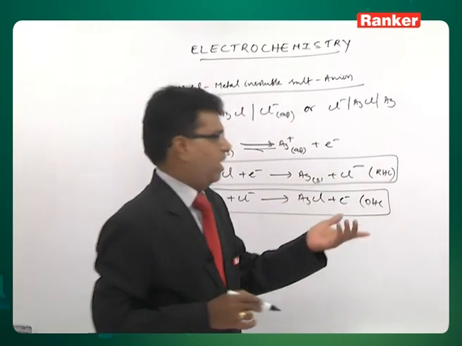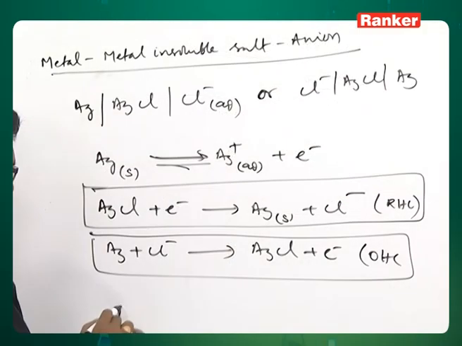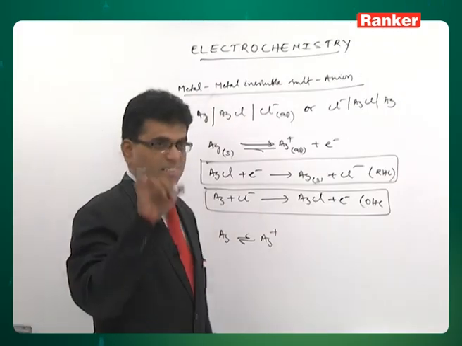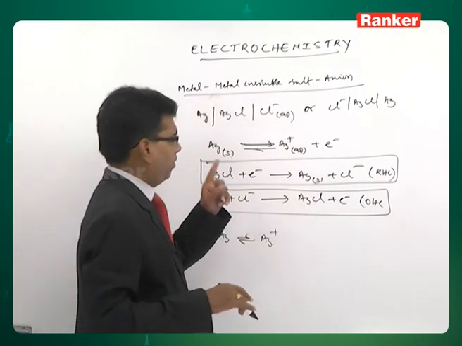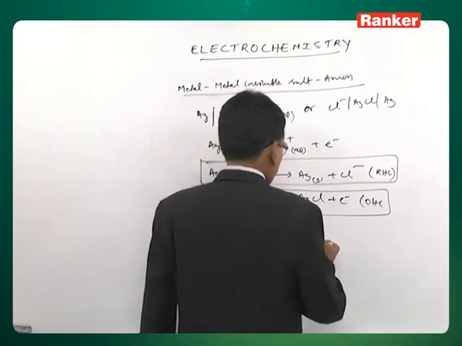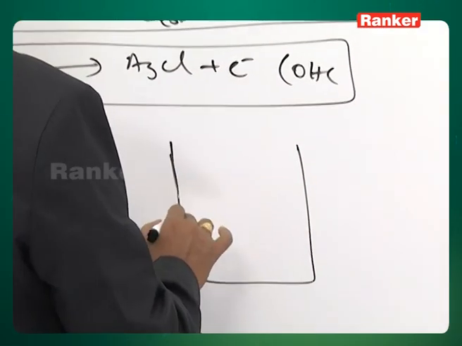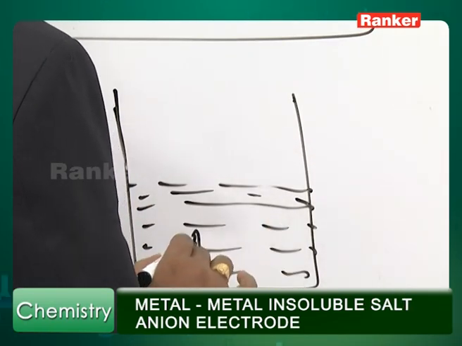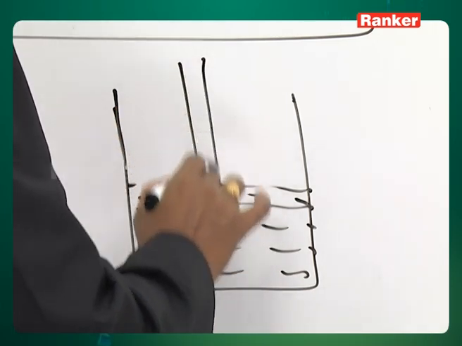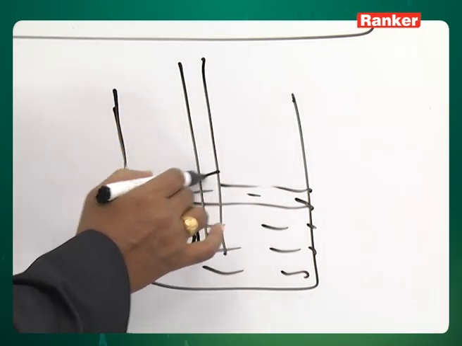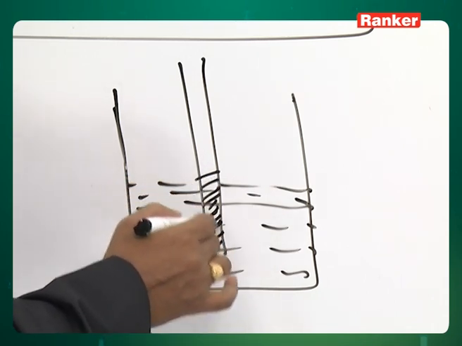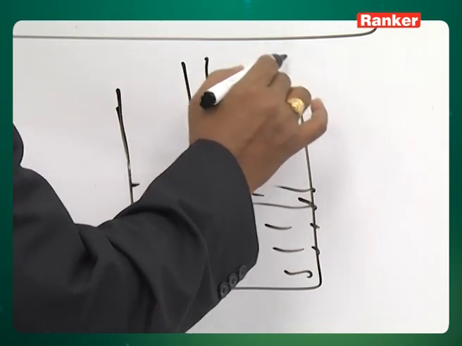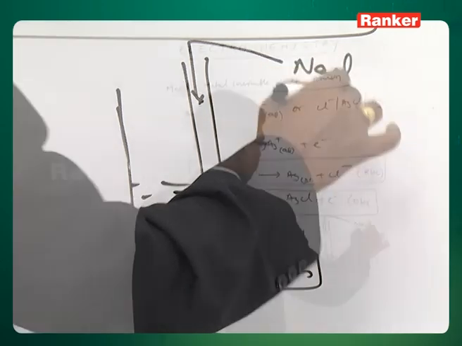In the case of silver nitrate, we simply write Ag to Ag plus, either this or that, but because it is AgCl, it will be like this. And when it comes to its construction, here you have Ag plus solution, and here the AgCl gets precipitated. Now, into this NaCl solution is added.